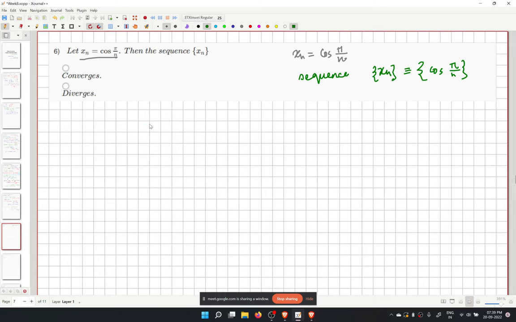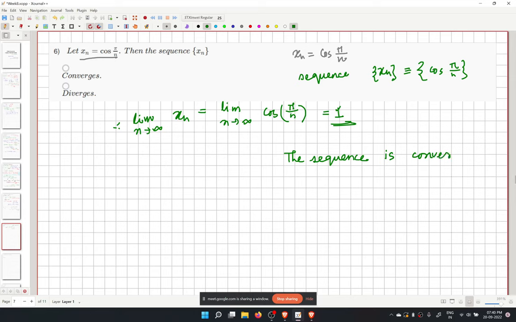So we can easily check here the limit as n tends to infinity of xn, which will be the limit as n tends to infinity of cos of pi by n, and we can easily check that the limit is 1. So that means the sequence is converging. So this is true. So the first option is the correct option.